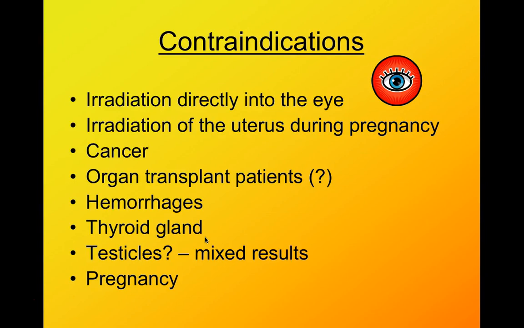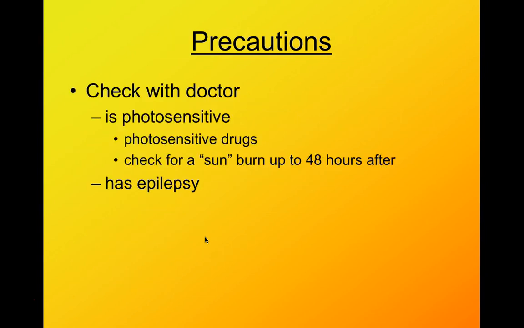Other things, so some medications will increase the skin sensitivity to the light. We'll see those in our precautions. So we'd want to watch out for that as well. So these precautions would be, let's check with the doctor. If the person is photosensitive, so they have a condition where they're photosensitive, or if they're on photosensitive drugs, things like tetracycline, which is an antibiotic, oral contraceptive pills or birth control pills, certain ones of those can make you more photosensitive, antihistamines, as well as antidepressants.